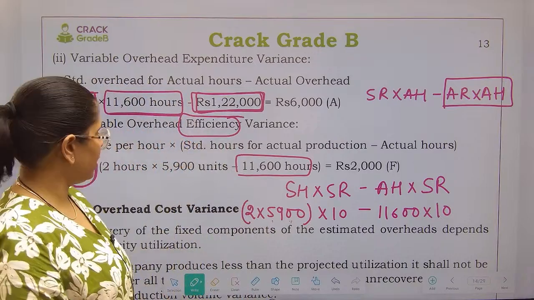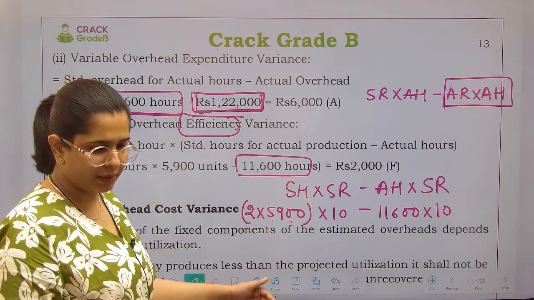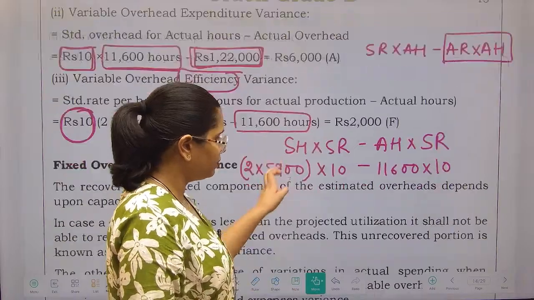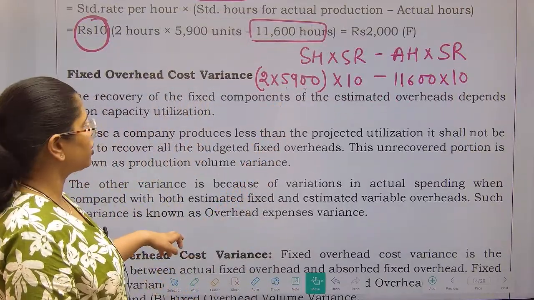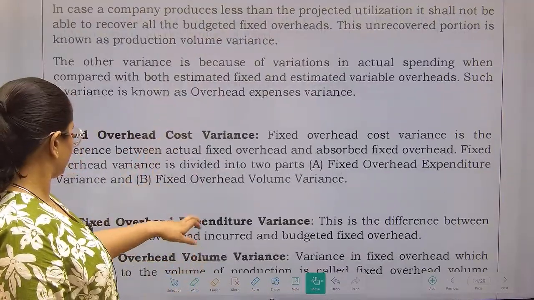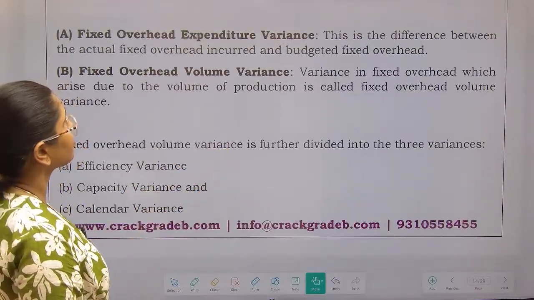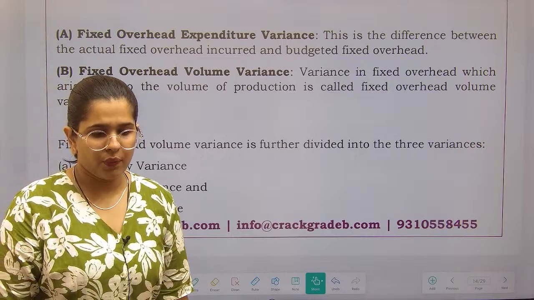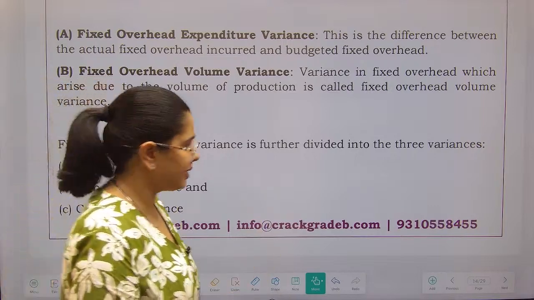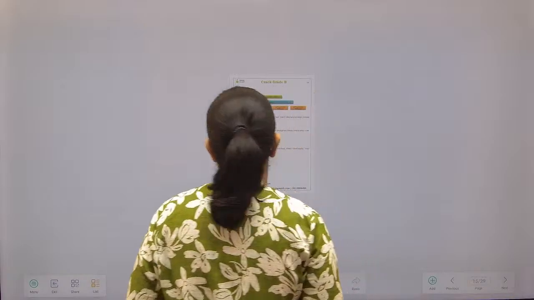नेक्स्ट आई गेस मार्जिनल कॉस्टिंग विल बी कवर्ड. अभी इसके बाद में तो मैं फिक्स्ड ओवरहेड कवर करना चाहती हूँ, फिर उसके बाद में मार्जिनल कॉस्टिंग. ओके, so we have the fixed overheads now. Now let us see that.